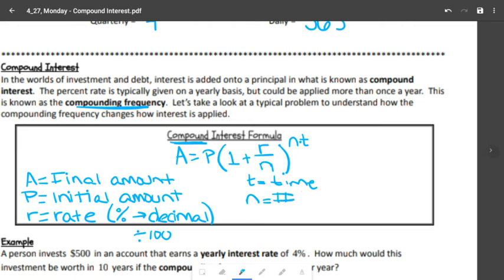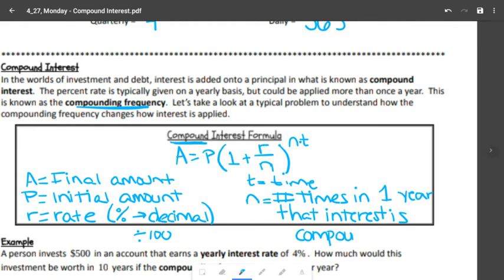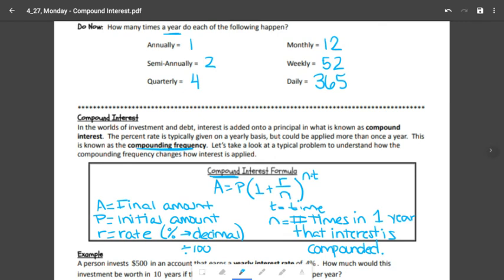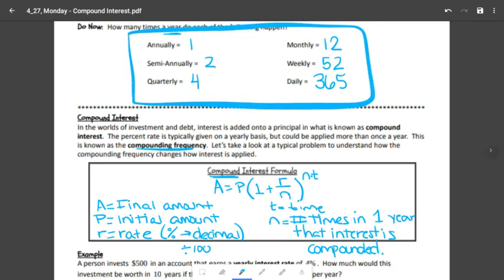N is the number of times in 1 year that interest is compounded. Now, to help you out, that is what this top area was. These are the different n values we're going to be using. So you do want to know these words with the numbers that associate with them.